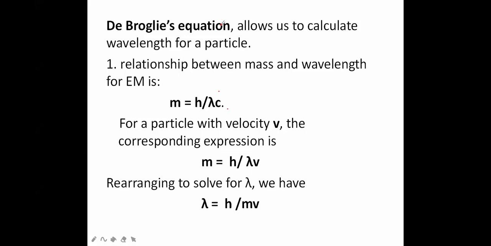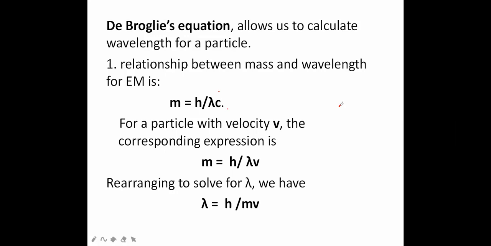Yes, I wanted to ask, in the equation on the screen, the third equation there, we have mass equals Planck's constant over wavelength times the velocity. Then here we have wavelength is equal. How is that related to the other equation? Because there we have mass, here we have the wavelength.